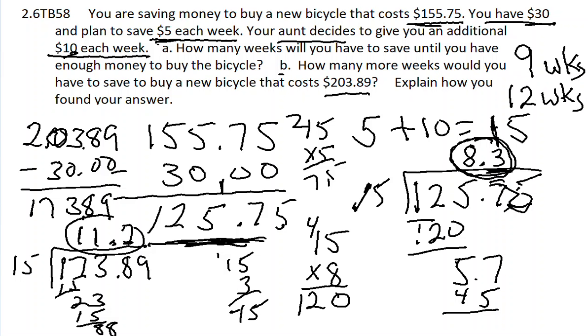All right, I'm sorry about the mess, but hopefully you understand the process here. Find out how much money you need to earn and divide it by the number of 15s there are in order to solve for how many weeks you need to save.